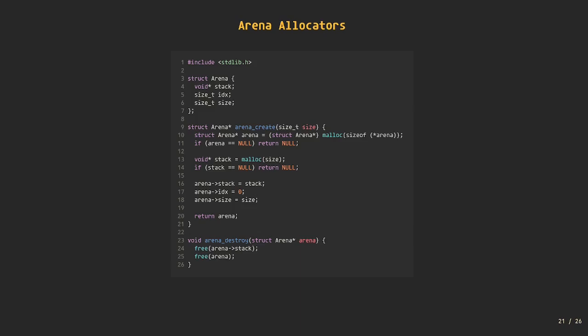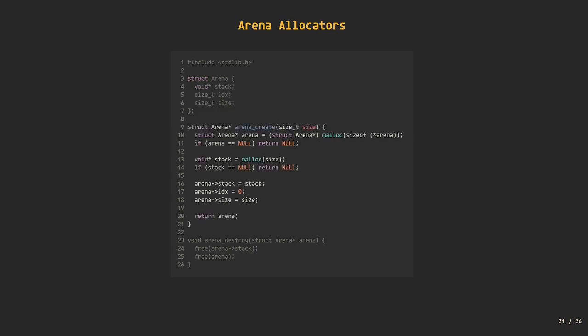So here we declare a struct arena with a void pointer to a stack. And again, this is a void pointer so that it allows the caller themselves to assign a type to the pointer that they're going to be getting. This would be equivalent to just using generics essentially. And we keep track of the current index where we are in the stack and the size of the stack so we can avoid overflows.